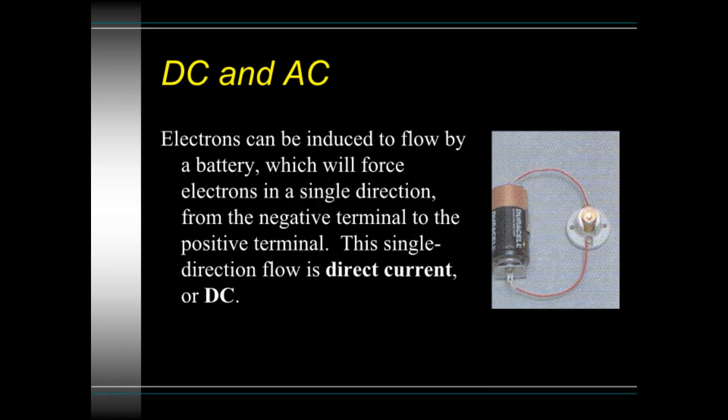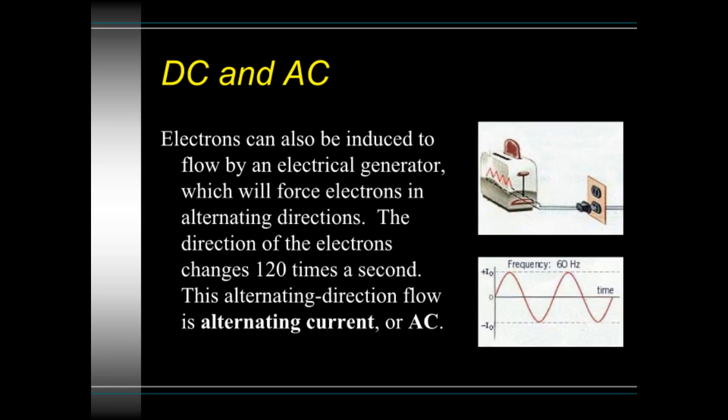Electrons can be induced to flow by a battery, which will force electrons in a single direction, from the negative terminal to the positive terminal. This single direction flow is direct current, or DC. Electrons can also be induced to flow by an electrical generator, which will force electrons in alternating directions. The direction of the electrons changes 120 times a second. This alternating direction flow is alternating current, or AC.